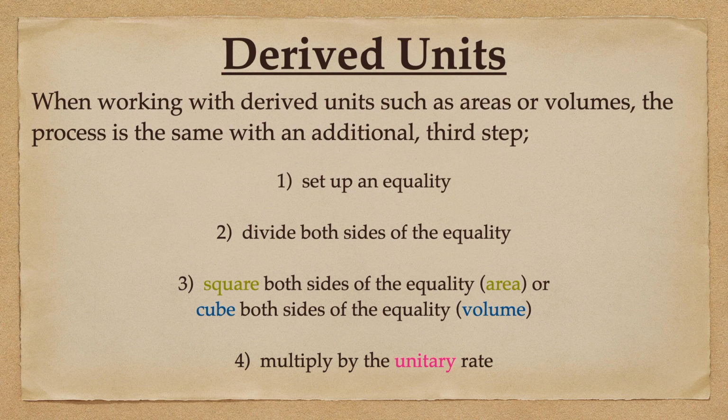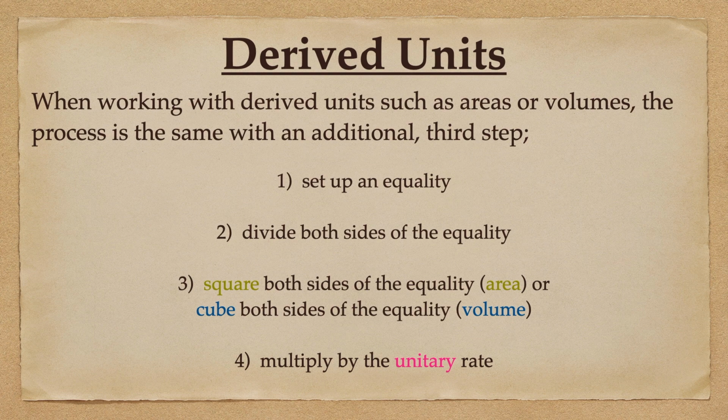When working with derived units, such as areas or volumes, the initial process is the same, but there is one additional third step. As before, set up an equality as defined by the metric prefixes. Then divide both sides of this equality by the unit that you wish to cancel out, usually the unit that you started with. The third step is, if it's an area, square both sides of the equality. If it's a volume, cube both sides of the equality.